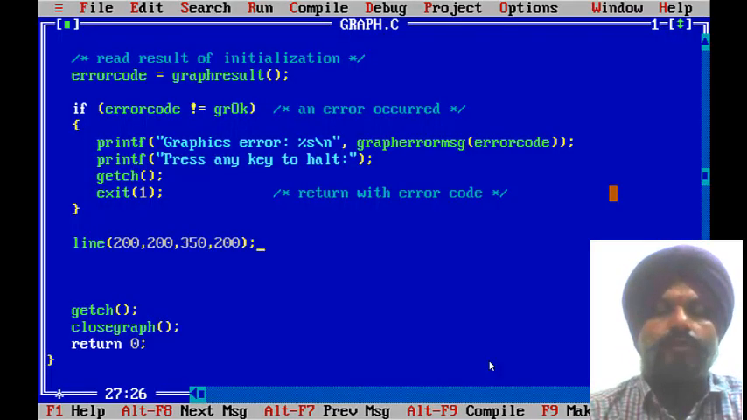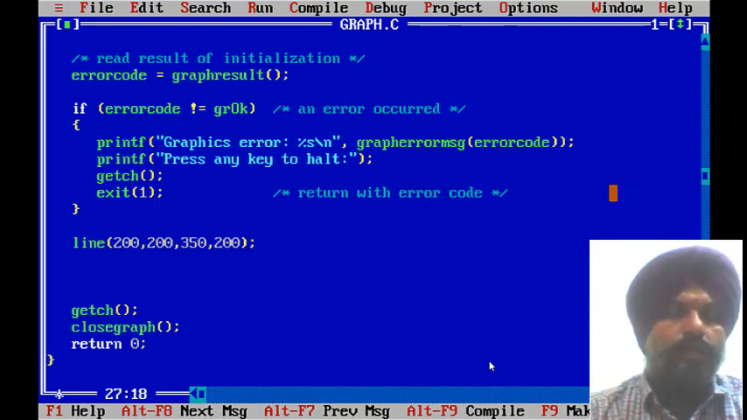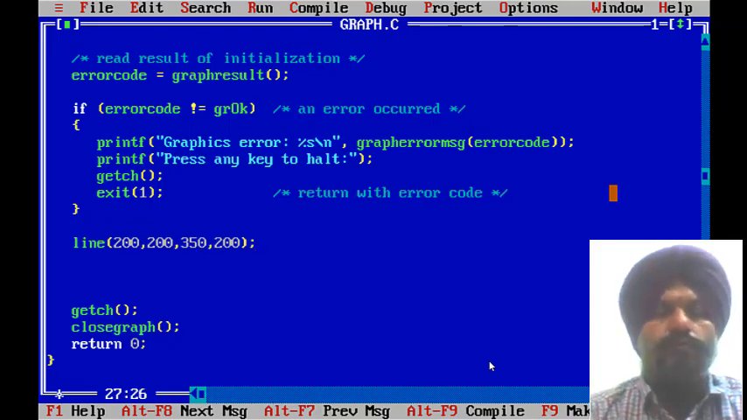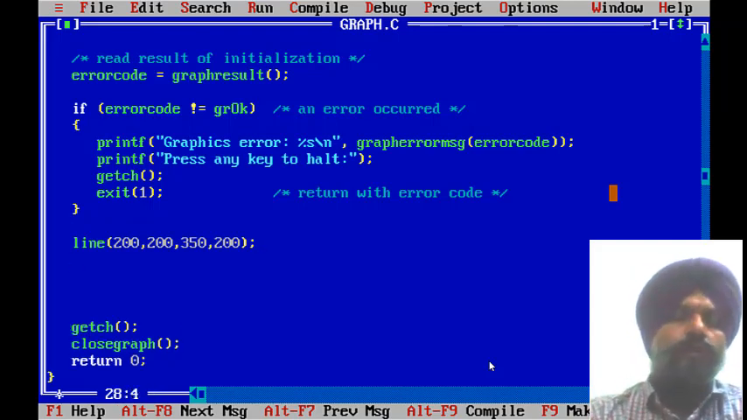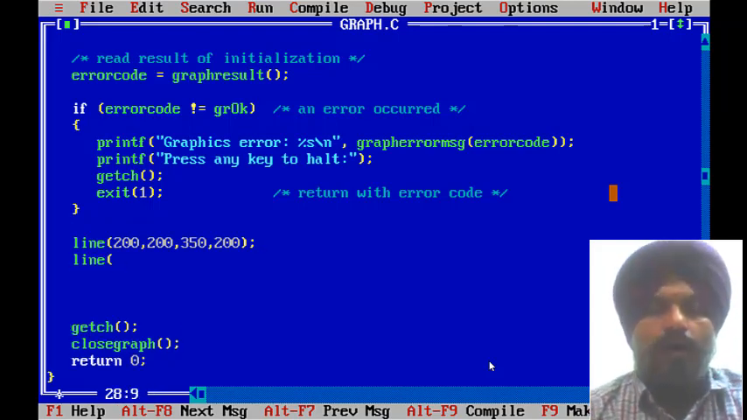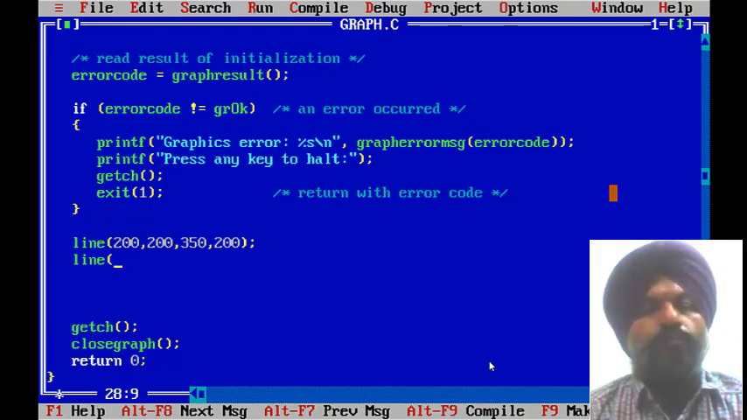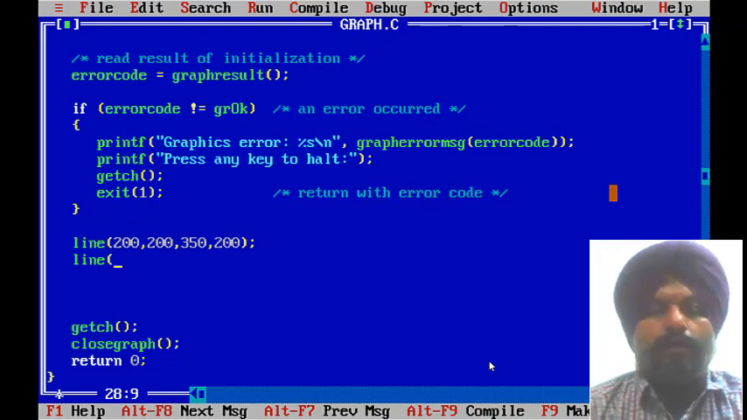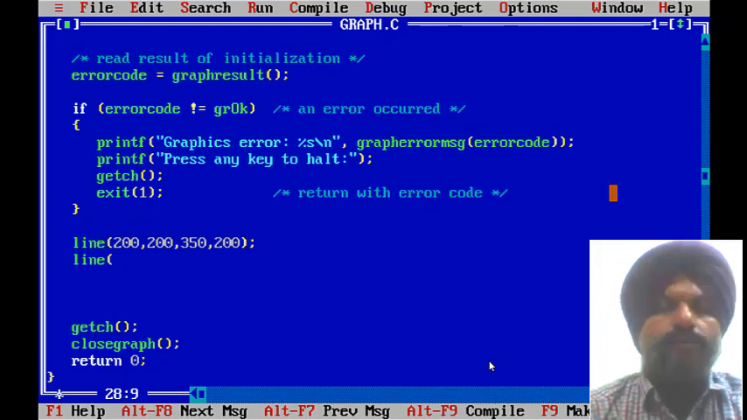Now we have to start from the end point. What is the end point of this line? That is 350, 200. So when we draw the second line of the square, the end point of the first line becomes the first point of the second line.